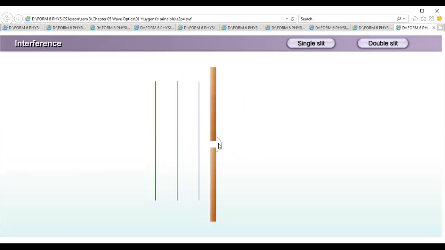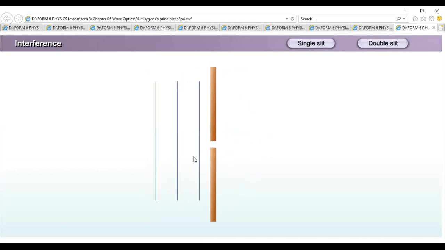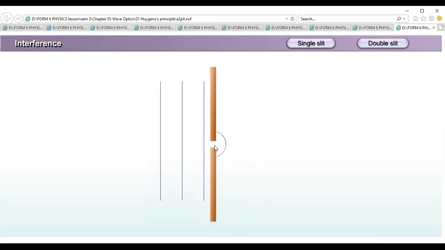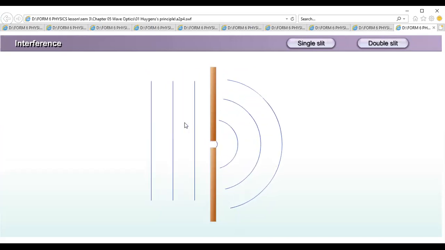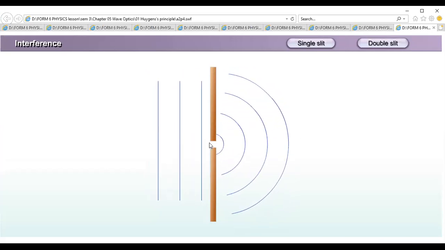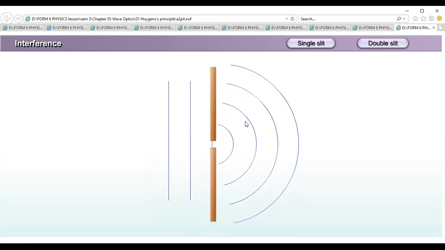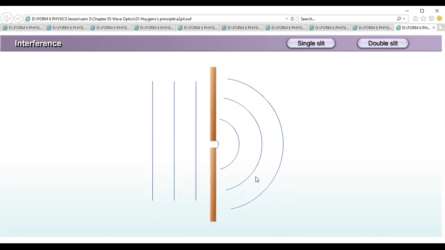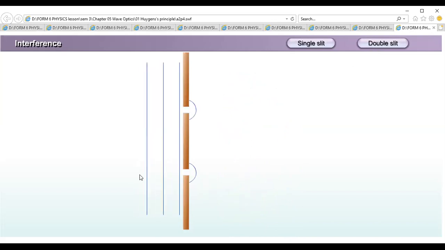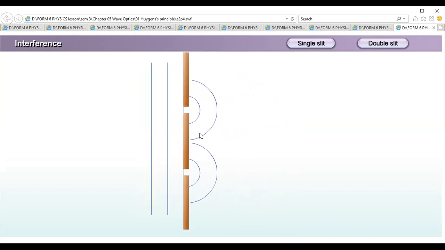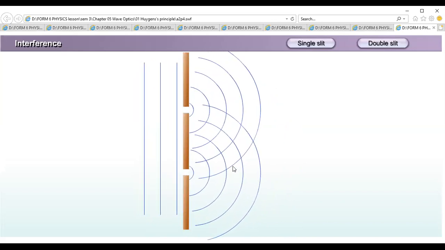When the interference is produced, for the single slit we notice that diffraction is produced. When the plane wave passes through a narrow slit, the wave becomes circular. And when the plane wave passes through the double slit, the waves will superimpose on each other.